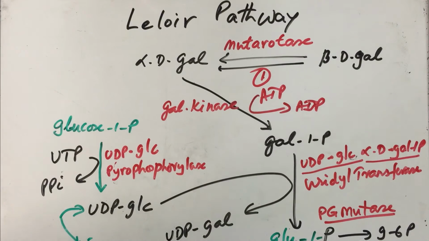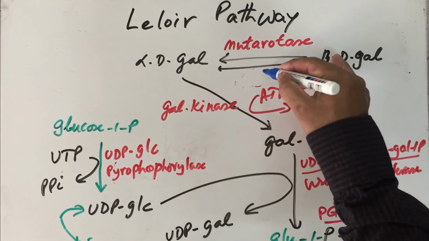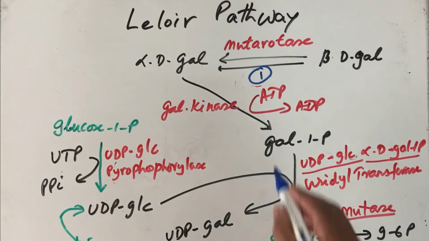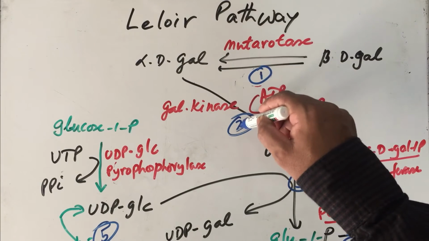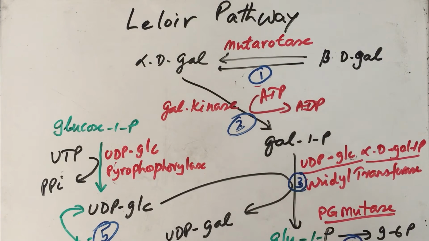Now look at the most important reactions that are happening. There are about 5 important steps. The first one is this epimerization reaction, the second is this phosphorylation reaction, and the third is the transferring of a phosphate group. The fourth reaction is an isomerization reaction, and the 5th step is an epimerization reaction. So we have an epimerization reaction, a phosphorylation reaction, a transferase reaction, an isomerization reaction, and an epimerization reaction.